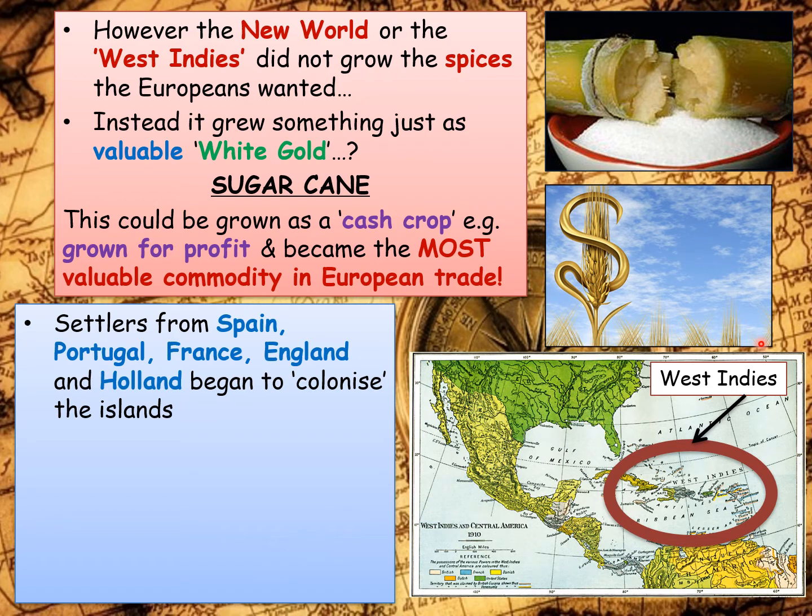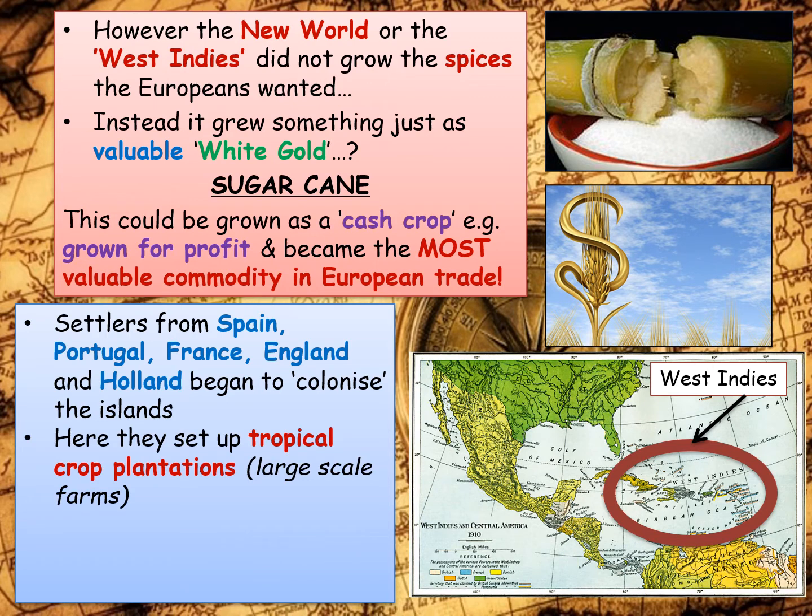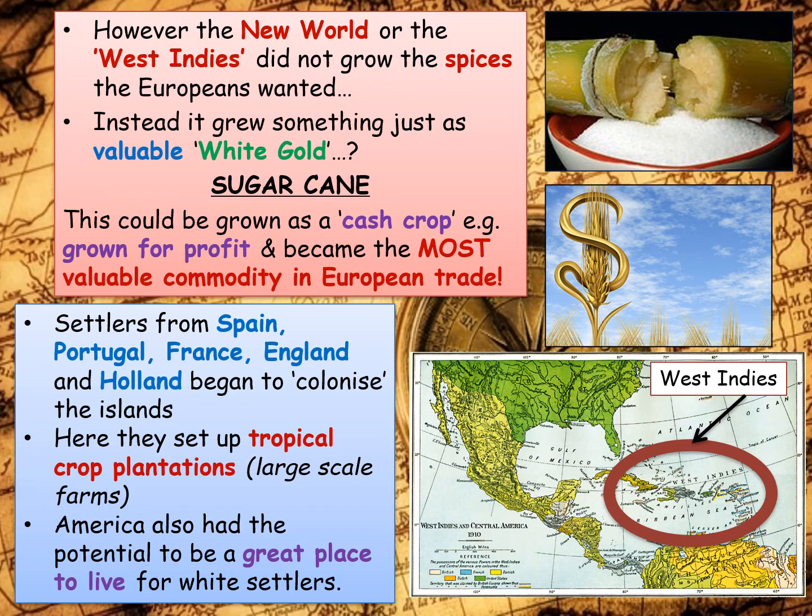Settlers from Spain, Portugal, France, England and Holland all started to colonise these West Indies islands. They set up tropical crop plantations, which were like large-scale farms, so that's the name we give to large-scale farms, and they decided that it was a perfect place to grow this cash crop and make a fortune and make a lot of money. It also had great potential to be a place for white settlers to live, and that's what they started to do.